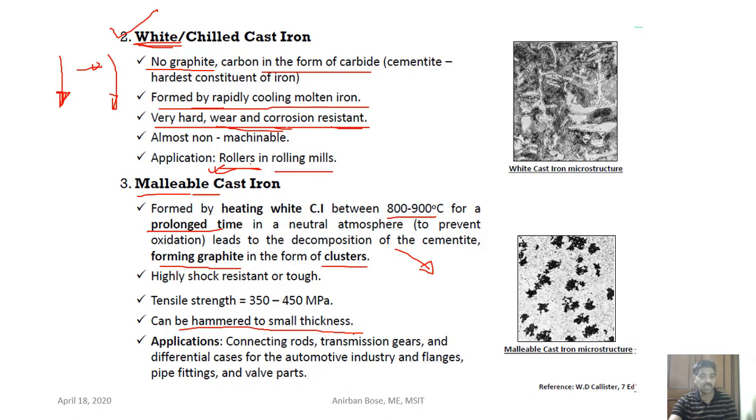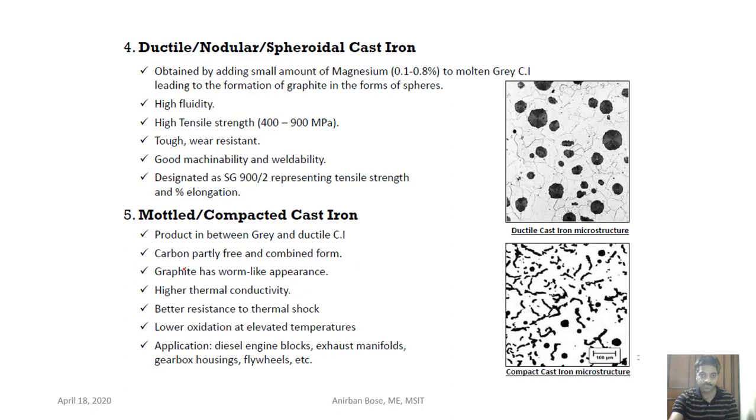Now coming to the ductile cast iron. This can also be called nodular cast iron or spheroidal cast iron. These are the cast irons in which, in the presence of magnesium, this particular catalyst helps to form the nodular or spherical shape. Magnesium 0.1 to 0.8% is present, and then if you cool it, you will get this particular nodular or spherical structure.